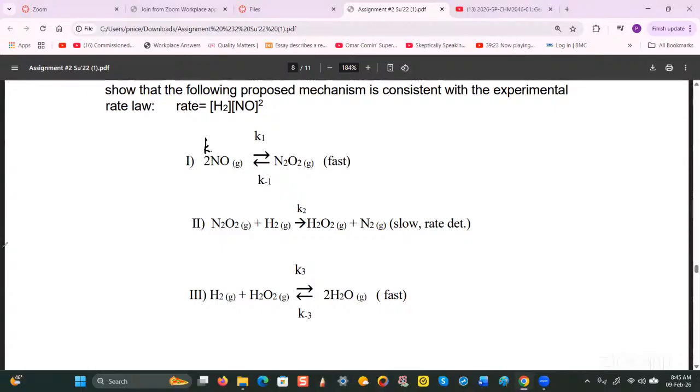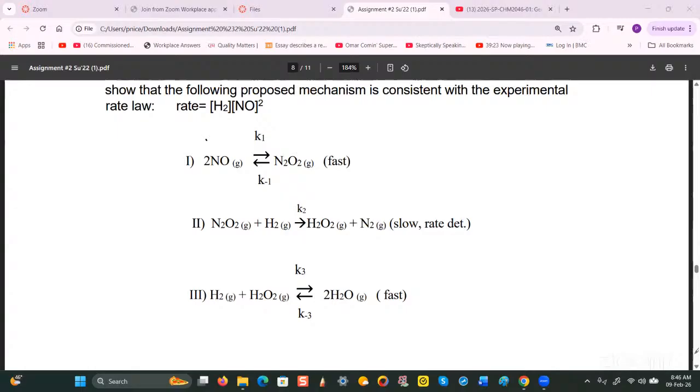So this is the mechanism right here. They gave you the first step, which is a reversible reaction, and then the second step, which goes in one direction, and then the last step, which is a reversible reaction. Now, in order for you to see whether this mechanism is in alignment with the rate law here, what you'd have to do first is focus on the rate determining step, which of course is the second step right here. And you're going to write down a rate law based on that step.